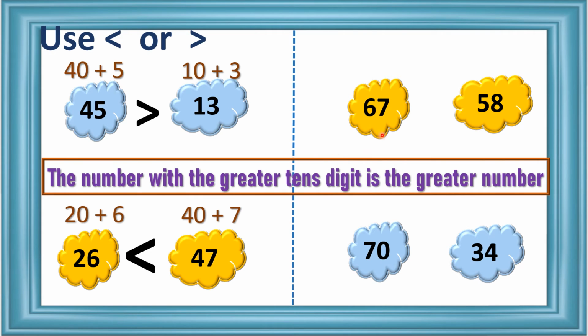You have to tell me which symbol we are going to use. 67, 58. Very nice. 6 tens, 5 tens. 67 is greater than 58. Nice. Here 70 and 34. 7 tens, 3 tens. Nice. 70 is greater than 34. Very nice. Remember this rule. It will help you to use the smaller than or greater than symbols quickly.